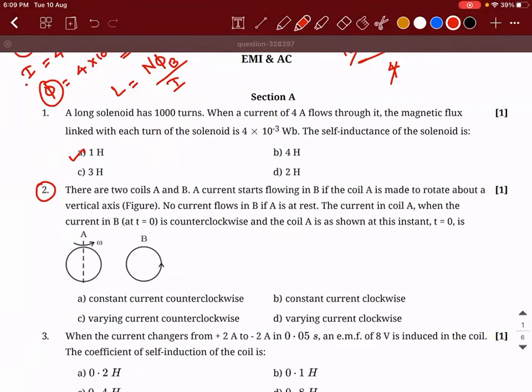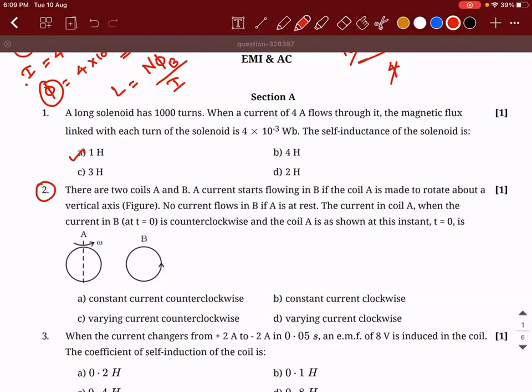So there are two coils A and B. A current starts flowing in B if coil A is made to rotate about a vertical axis. No current flows in B if A is at rest. The current in the coil A, when the current in B at T is equal to 0 is counterclockwise, and the coil is shown as instant T. Yes.